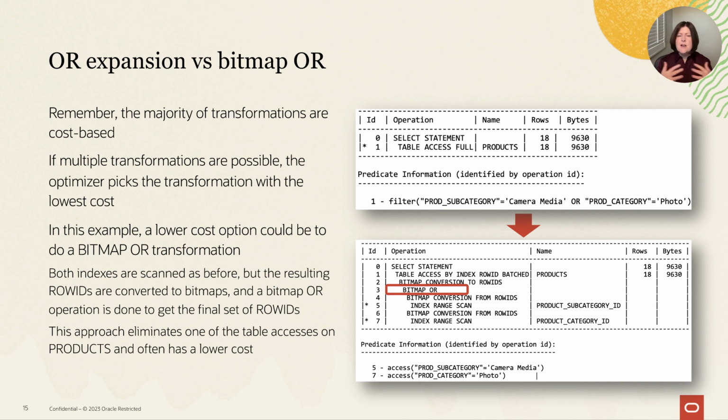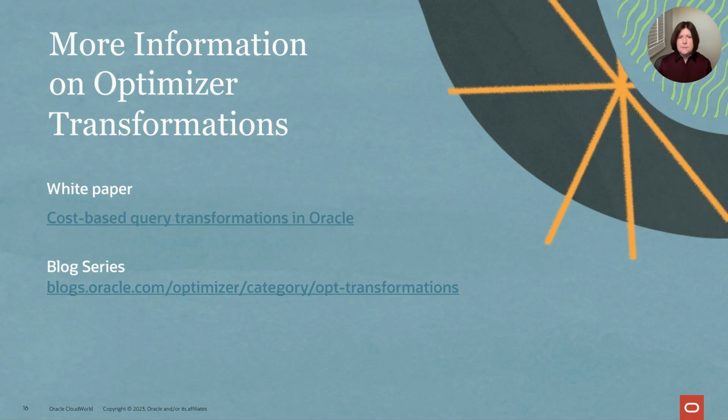Those 2 bitmaps are then going to be bitmapped OR'd together, and a final bitmap will be created. Then and only then will that bitmap be translated back to row IDs, and those row IDs used to look up the final result set from the products table. So just another way to get there, allowing us to access all of the indexes, but interesting to see that there can be multiple transformations for one particular SQL statement.